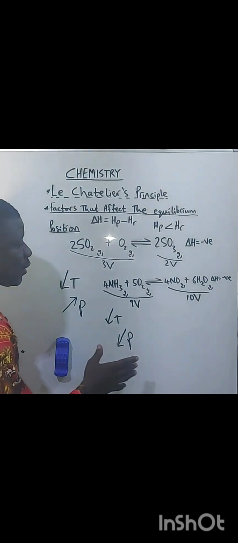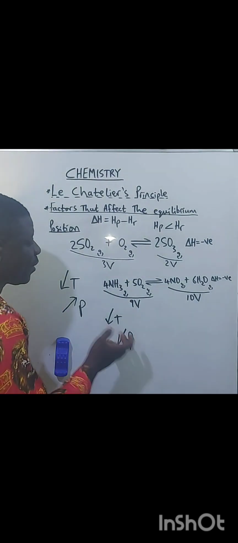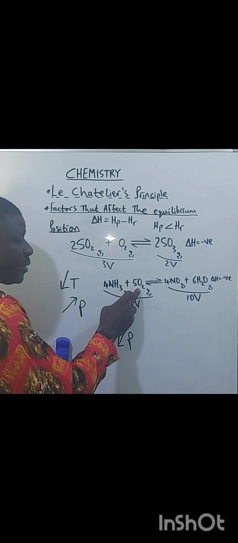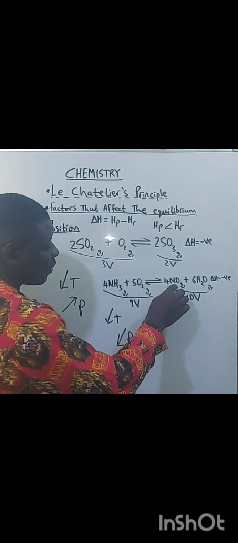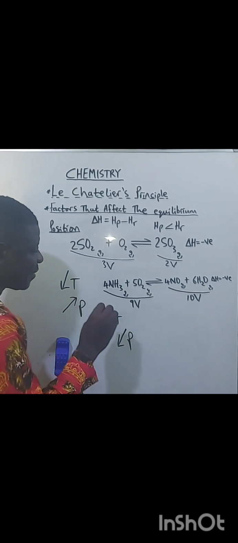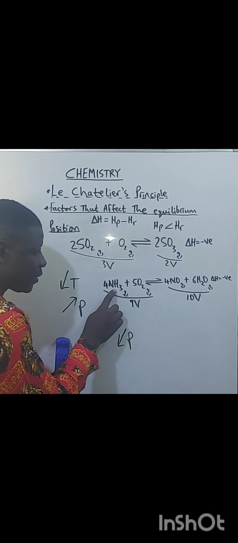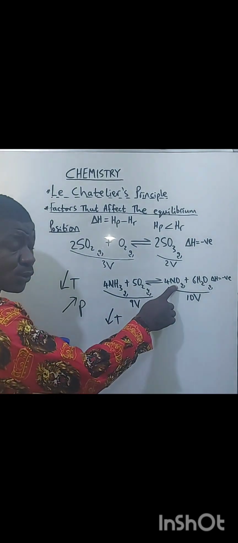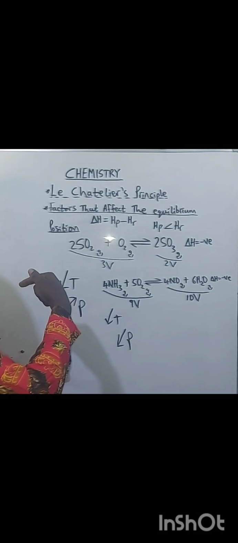Then, in terms of concentration, an increase in the concentration of either ammonia gas or oxygen gas, or a decrease in the concentration of nitrogen 2 oxide will shift the equilibrium position to the right. Conversely, a decrease in the concentration of ammonia or oxygen gas or an increase in the concentration of nitrogen 2 oxide shifts the equilibrium position to the left.